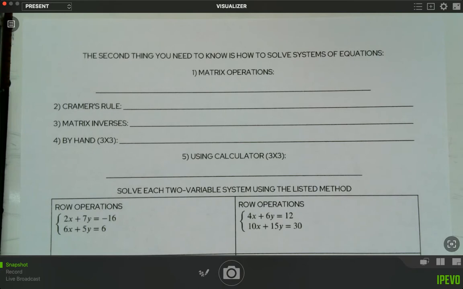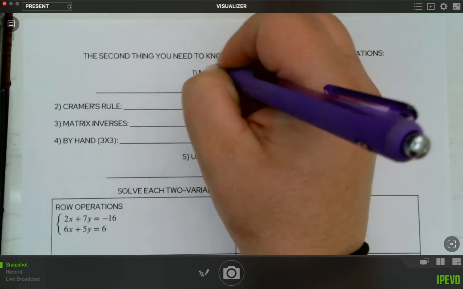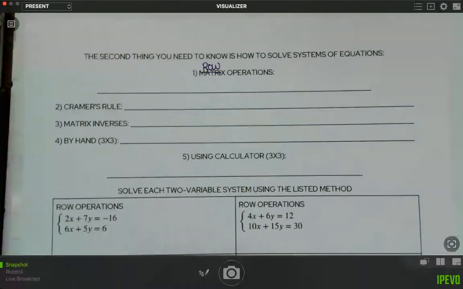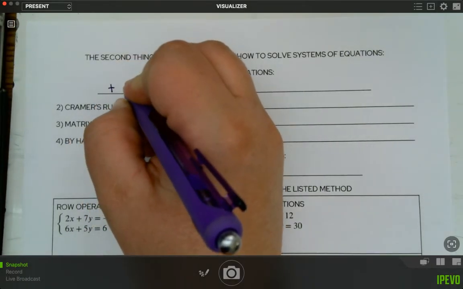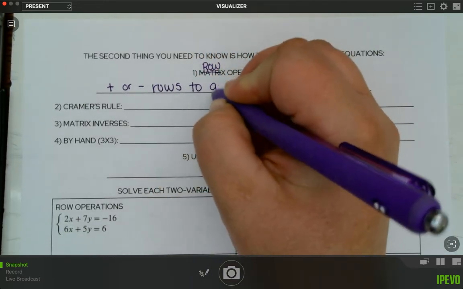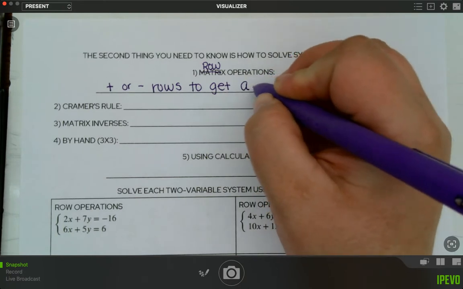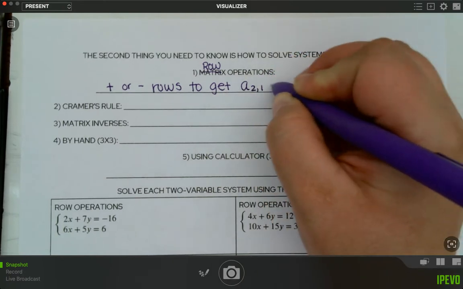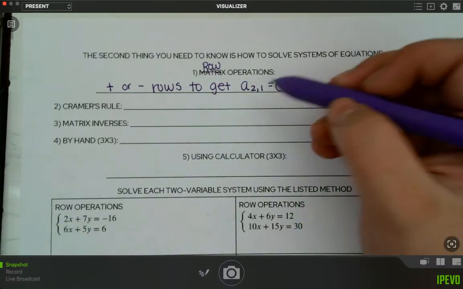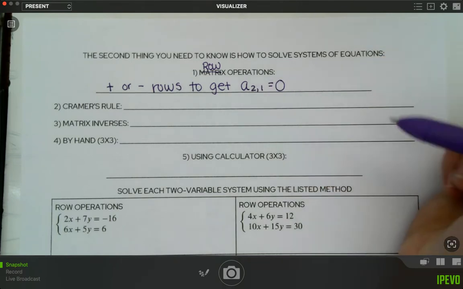When we are solving systems of equations, we have a lot of options. We already talked about elimination and substitution in Unit 1, and now we're talking about matrix operations, which actually I'm going to go ahead and switch to row operations. That's where you are making it into a matrix, and then you're going to add or subtract rows to get the entry in row 2, column 1 to equal 0. So this is just saying that there's going to be a 0 in the bottom left, basically. Okay, here's how that works.